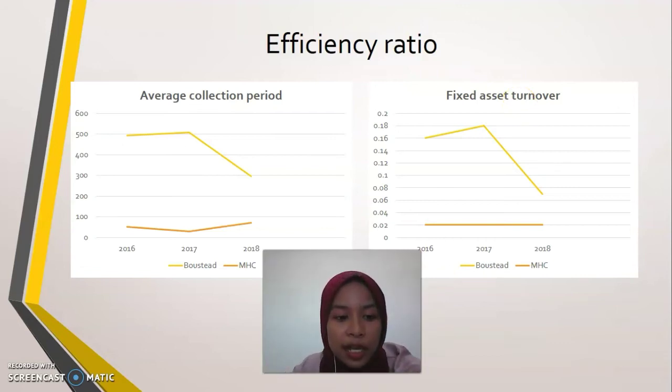So for MHC, the fixed asset turnover is constant for the past 3 years, which is 0.02, which means that MHC generates 0.02 times more sales from 1 ringgit of their fixed asset.